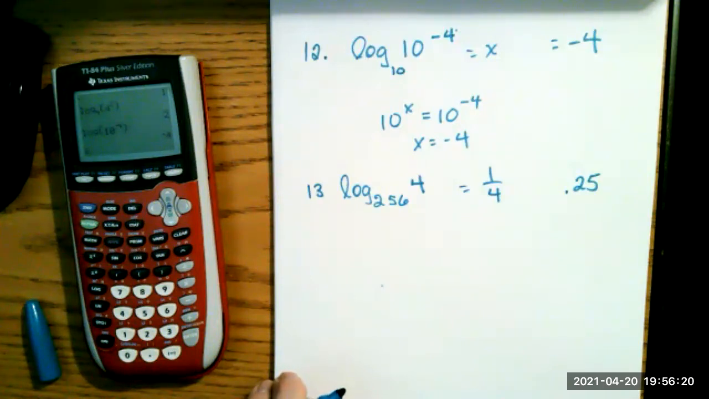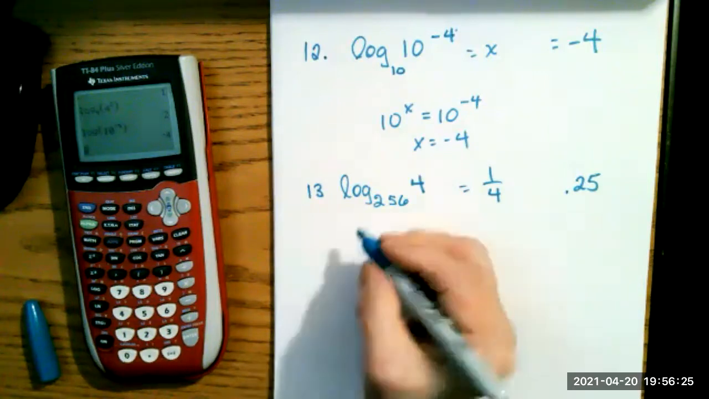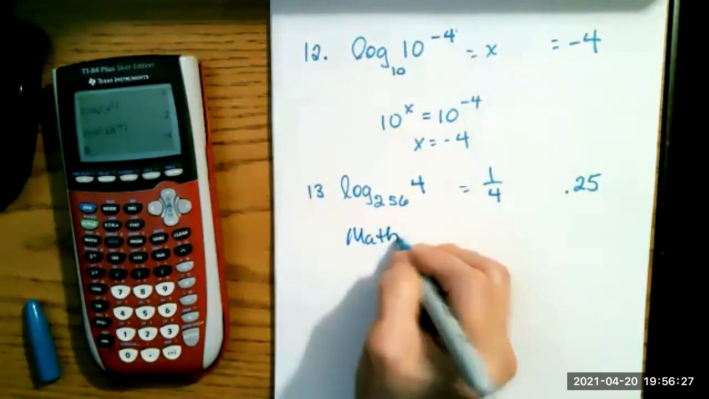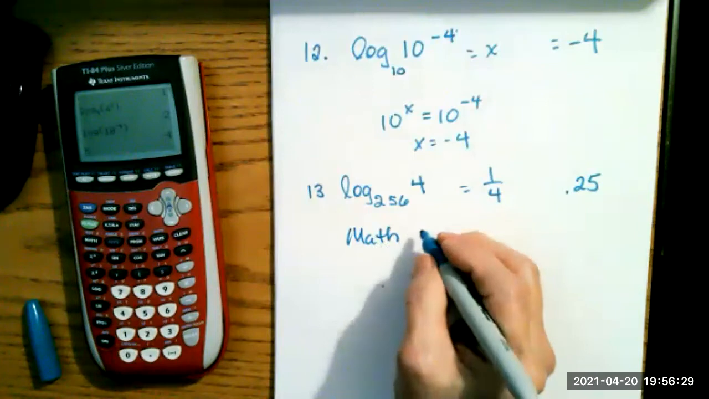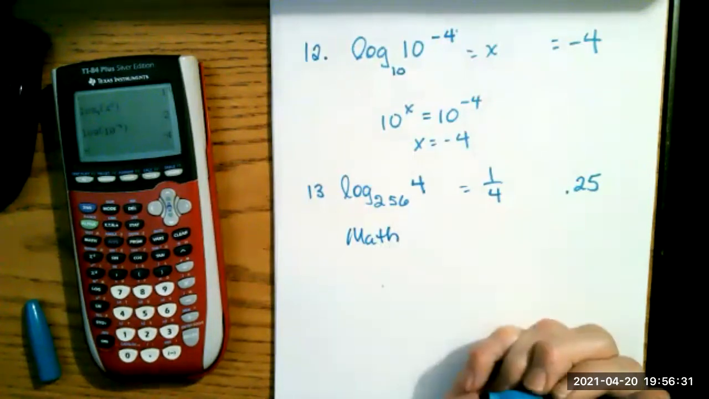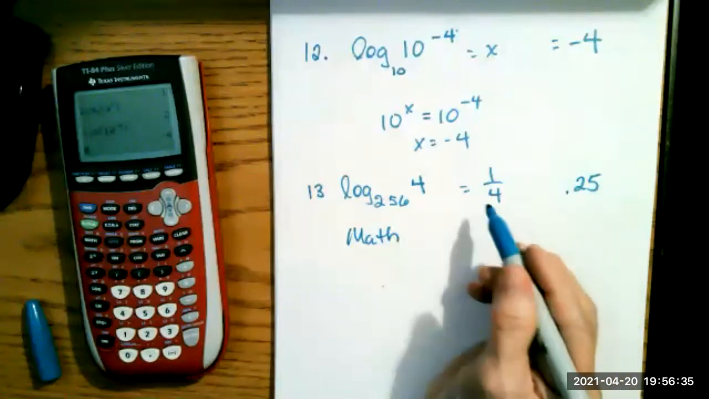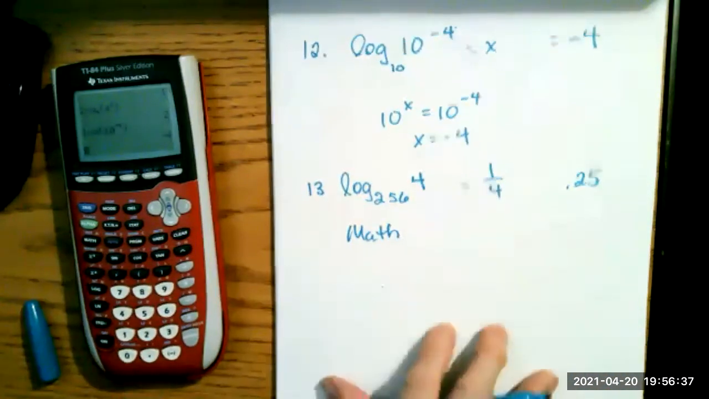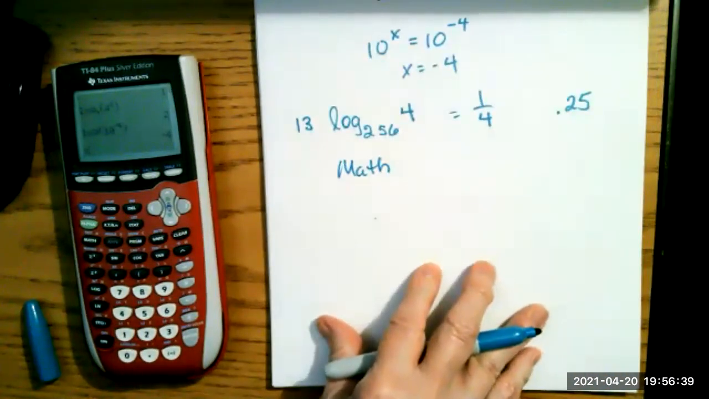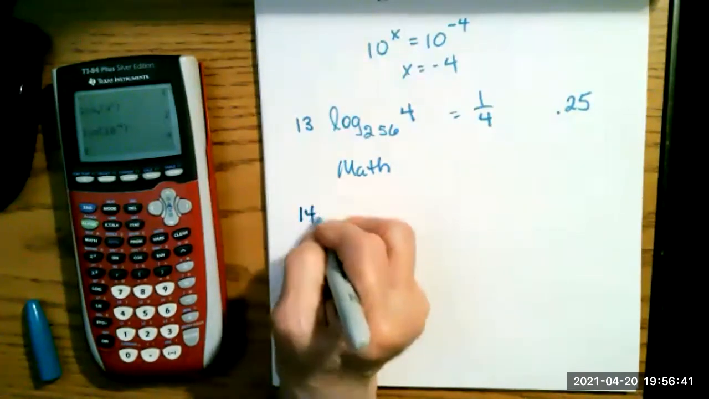Yeah, I got 0.25, but I just did math and then the log, and I put 256 in the base, and in the parentheses I put 4, and then I just hit enter and it got 0.25. And then you change your 0.25 to a fraction, which is 1/4. So 1/4. Okay, let's try this one.